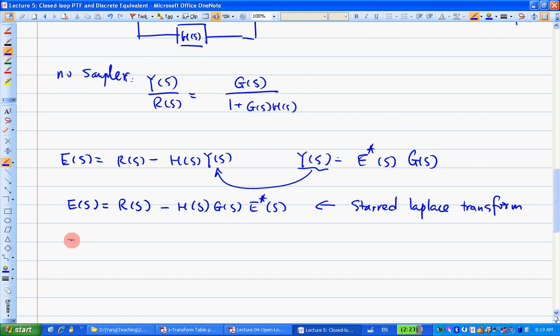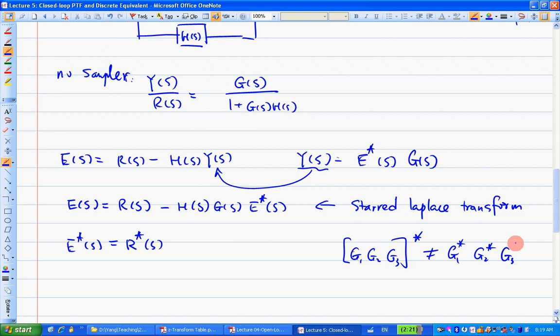The star Laplace of this is just star of this. And star of this has two components, so you take the star Laplace separately. The first one is just R star, right? Now for the second one, you've got to be careful. When you say star Laplace transform, say what's inside is G1, G2, G3. This doesn't necessarily mean it's going to be G1 star, G2 star, and G3 star.